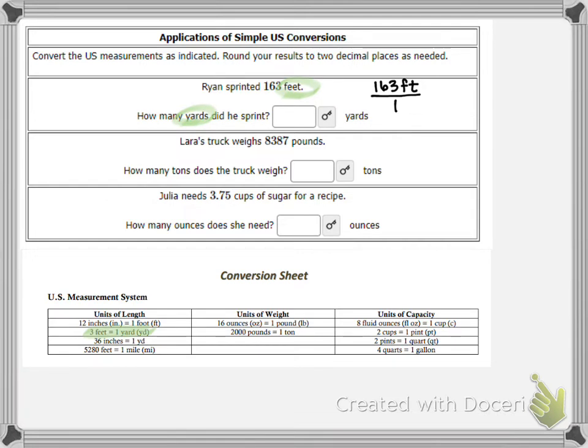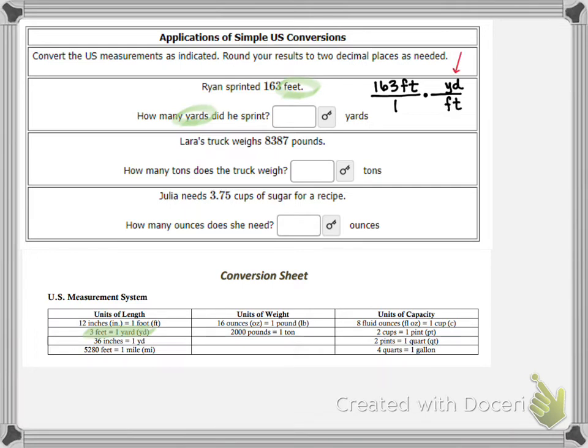Now, I want to convert that to yards. So I'm going to multiply by a conversion factor or a ratio that will allow me to convert my feet measurement into yards. So like I said, I'm going to use the fact that there are 3 feet in 1 yard. So I'm going to multiply this fraction by a fraction that is equivalent to 1, except it will show me how to go from feet to yards. So when I set up my fraction that I'm going to multiply by, I want the unit of yards to be in the numerator and the unit of feet to be in the denominator.